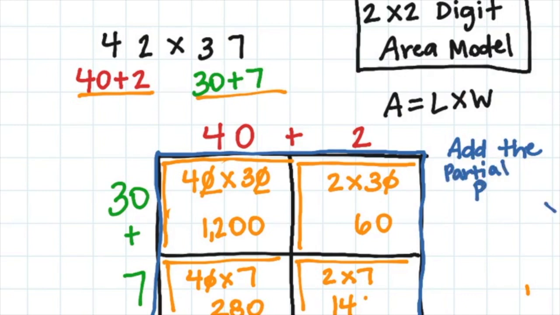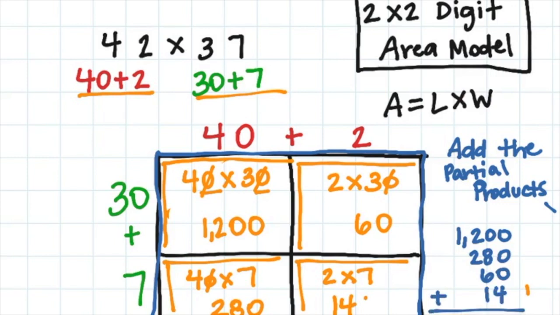So this is very similar to the end of a standard algorithm problem. You're still adding up those partial products. So we're going to take our products of 1,200, 280, 60, and 14. We're going to add those up. So we'll get 15, and then 5 and 1. So what we have found is that the product of 42 and 37 is 1,554. So that's how we solve a 2 by 2 digit area model.